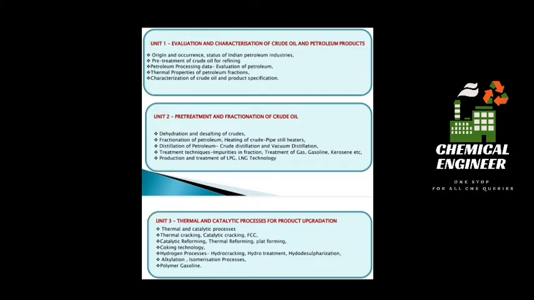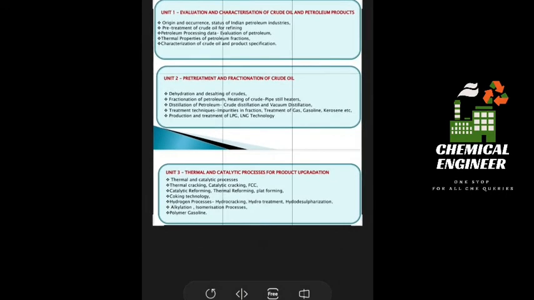First we will see the different industries present for petroleum. Then we will see the pre-treatment of crude oil before passing it to the refinery. Then we will see things related to petroleum, how we take it out and so on. Then we will see thermal properties and characterization. So this is the basic introduction, chapter number 1.